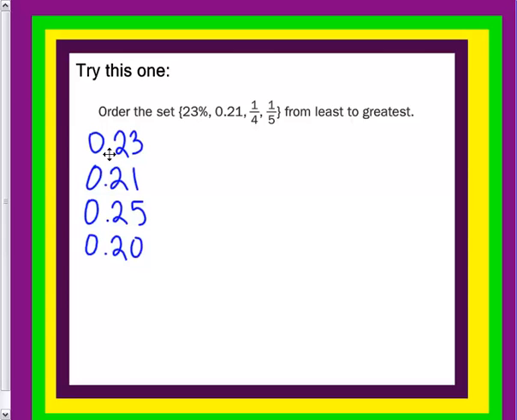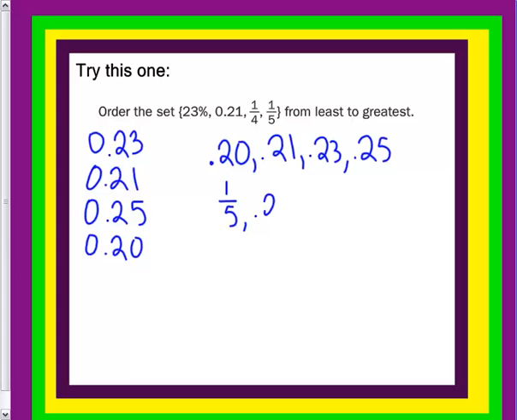So we know that 20 is the smallest, giving us 0.20 as the smallest, then 0.21, then 0.23, then 0.25. And if you want to rewrite them as their original forms, you can make this 1/5, 0.21, 23%, and then 1/4.